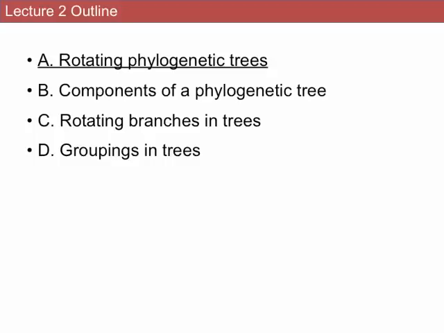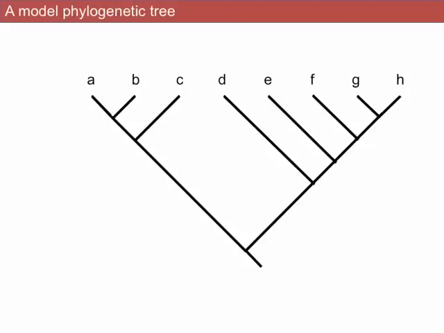So the first thing we're going to talk about is rotating phylogenetic trees and one particular aspect of rotating. So if you have a piece of paper, please draw this tree. We're going to use it for a couple of different things for today's class. It's also in the lecture notes if you already got the slides.